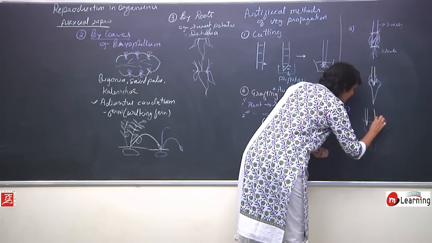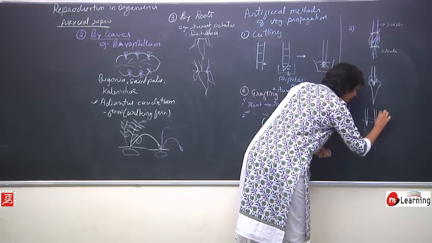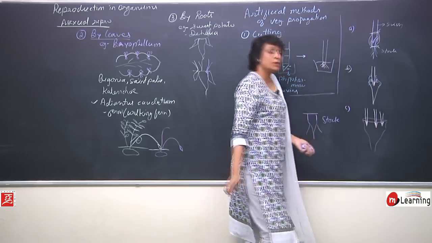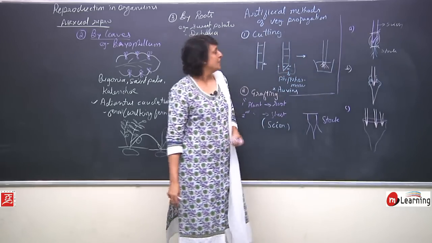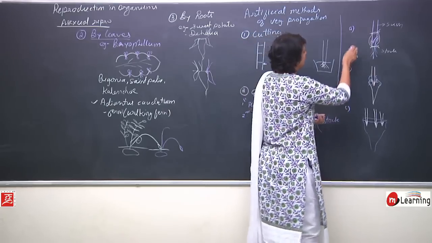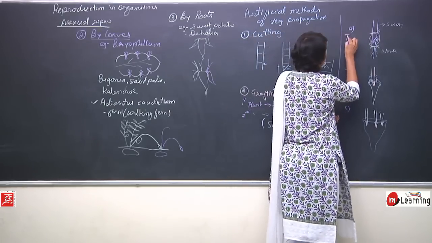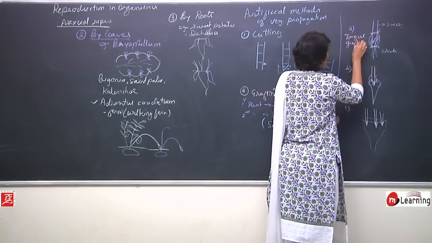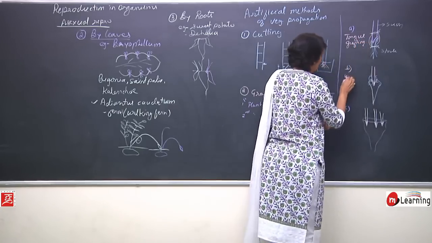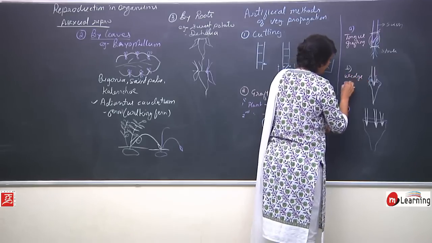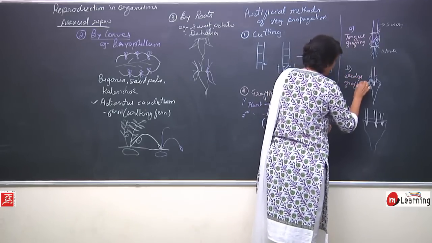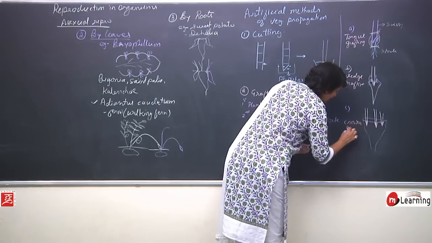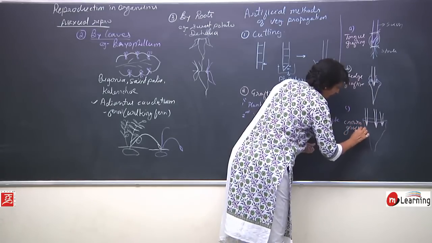So, this is one scion, this is another one, third one. This is known as crown grafting. So, let us name this. This is slant or tongue grafting. This is called wedge grafting, and this one is known as crown grafting.